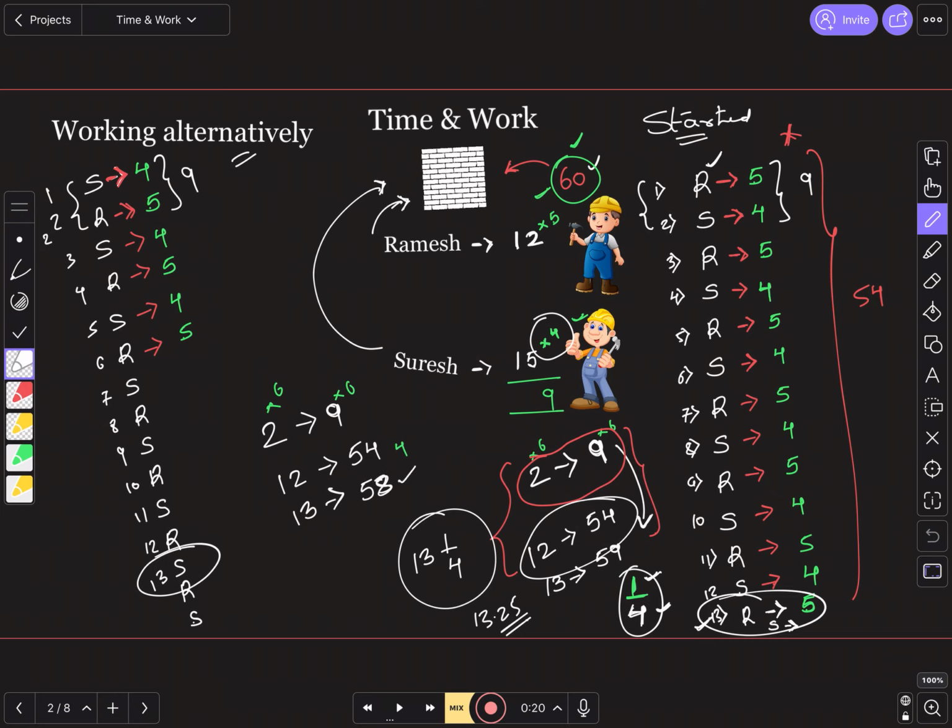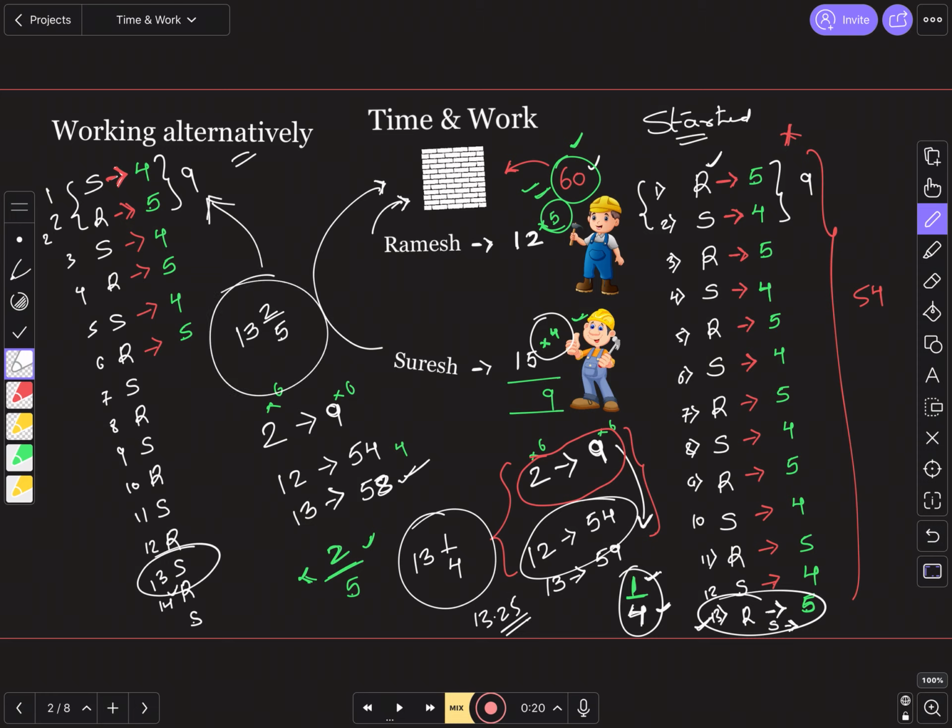Okay, that's what is done. Now on the 14th day, who is working? Ramesh. How many bricks is he supposed to put in? 2, because at 60 bricks the work is done. His capacity is 5, so he can put in 5 bricks, but you're supposed to put in 2. So 2/5 of the 14th day, which means 13 full days and 2/5 of the 14th day will be required to finish the work. And that's the answer for the next part of the question.